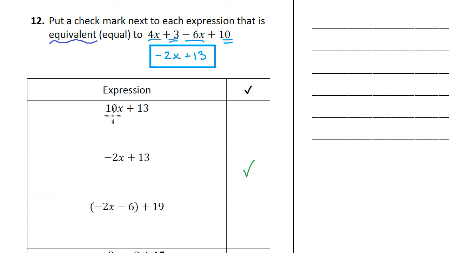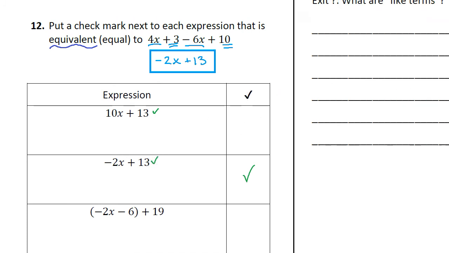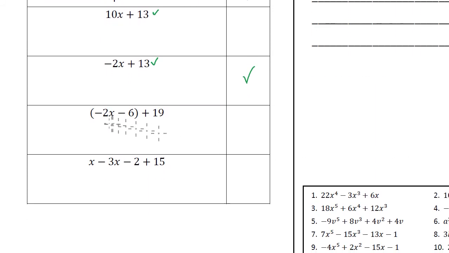How about this one? Well, the 13 is matching, but the 10x doesn't match. I can't simplify this anymore. It's already simplified. I'll put a little check mark to show you these are already simplified. That definitely is not matching, so I won't put a check there. Let's take a look at this one. Oh, wait a second. I can simplify this one. This is negative 2x minus 6 plus 19. I can get rid of the parentheses. No signs change because I have no negative here, and there's no multiplying anything by a negative 1.